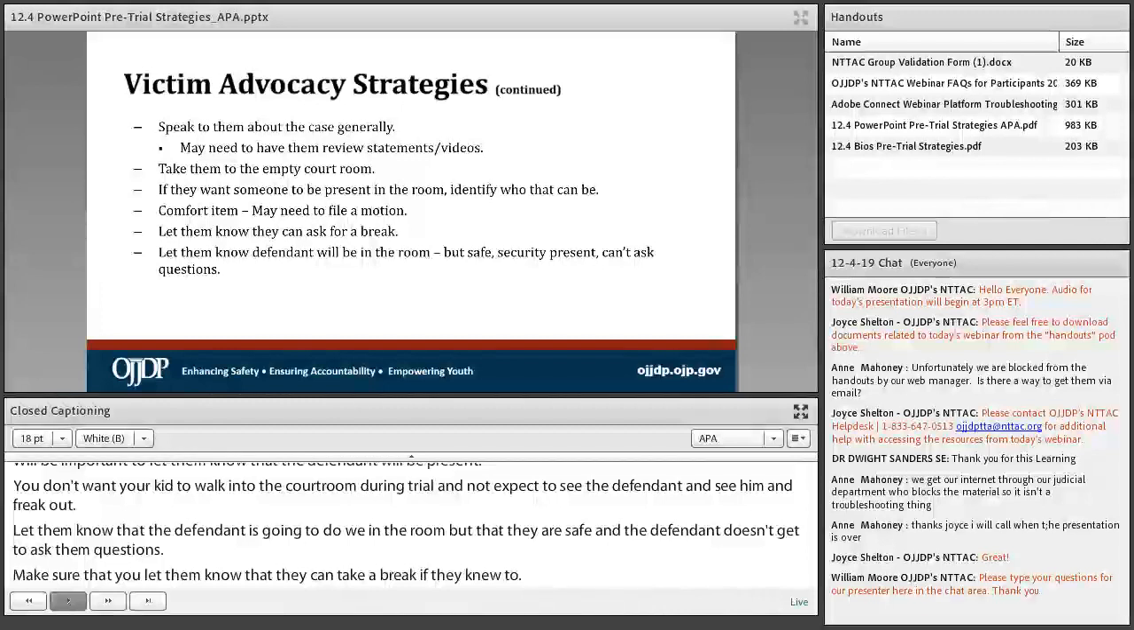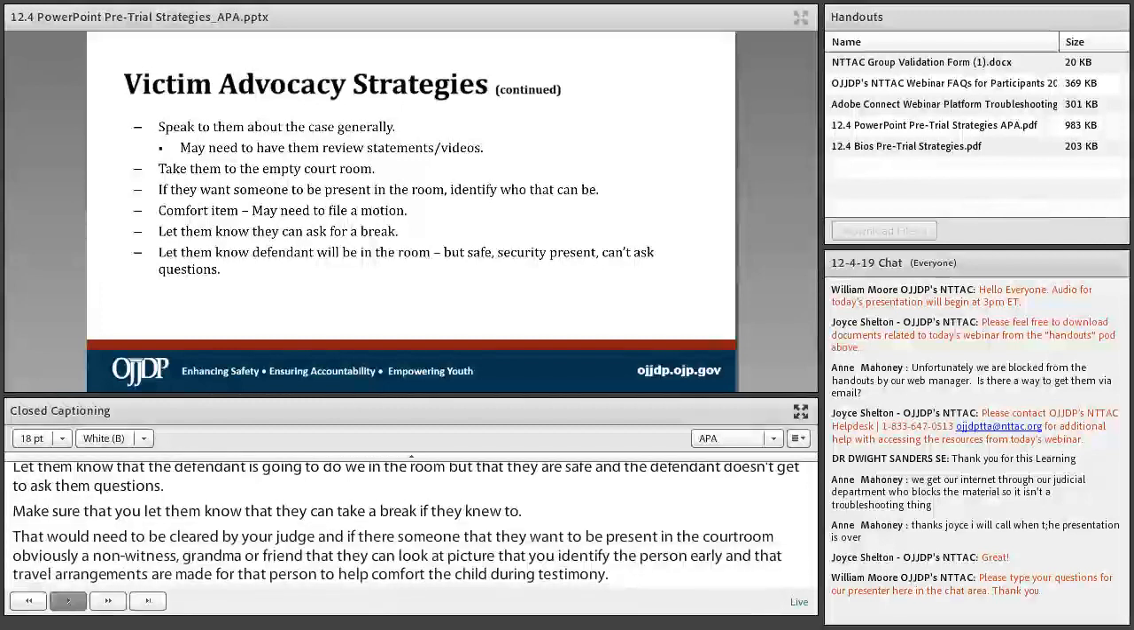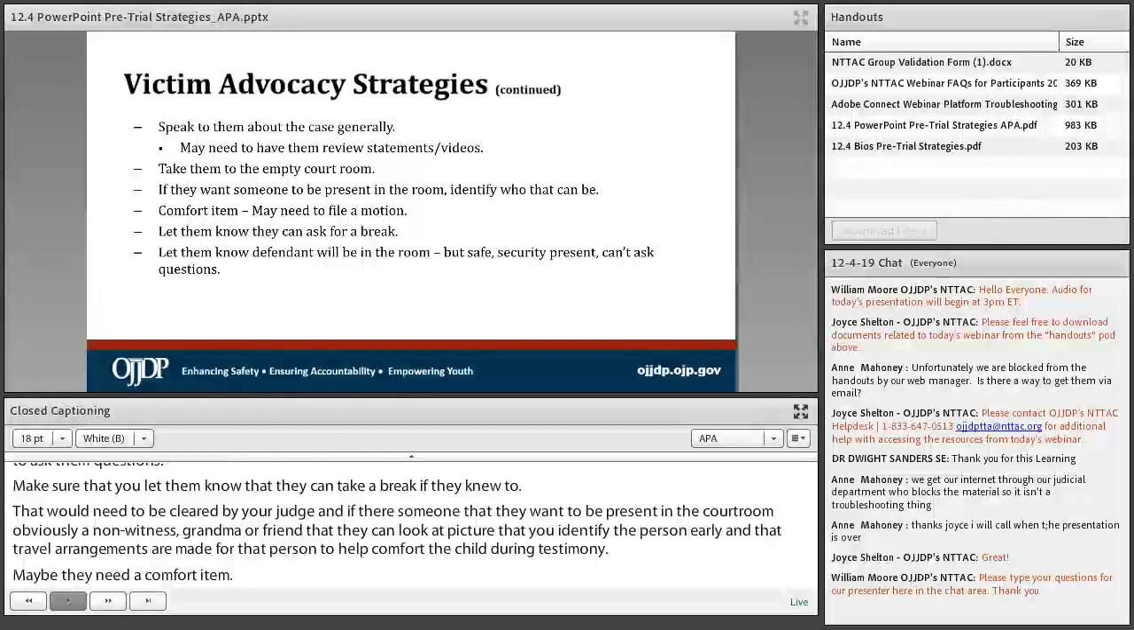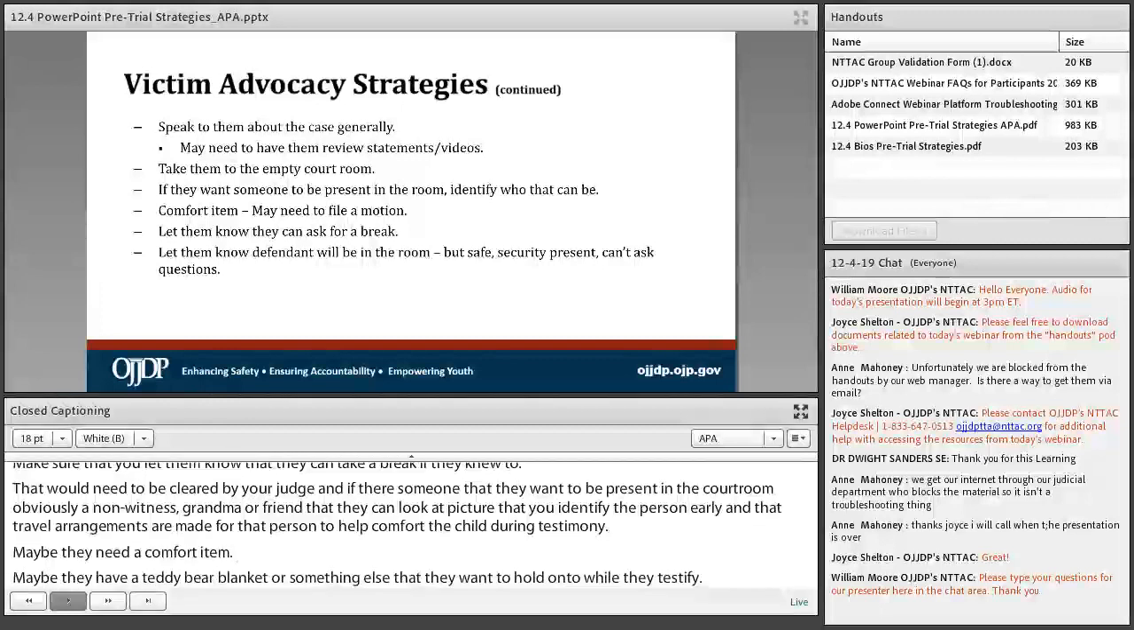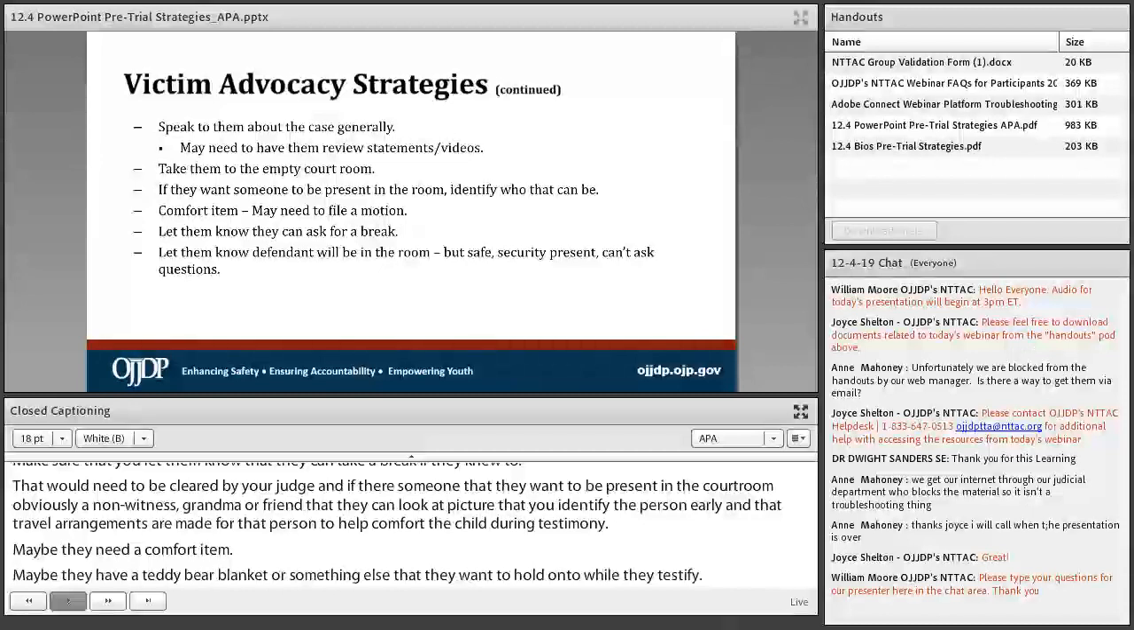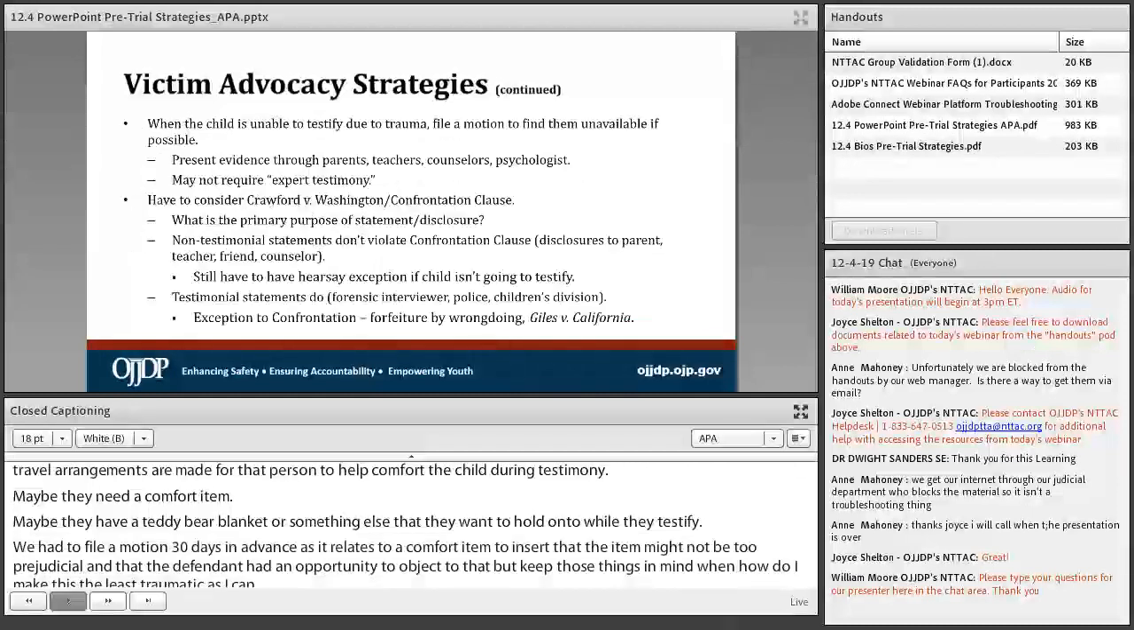Here in Missouri, we have to file a motion at least 30 days in advance as it relates to a comfort item, to ensure that the item might not be too prejudicial and that the defendant has an opportunity to object to that. But keep those things in mind: how do I make this the least traumatic as I can? How can I provide some comfort to my child as we go through this process?